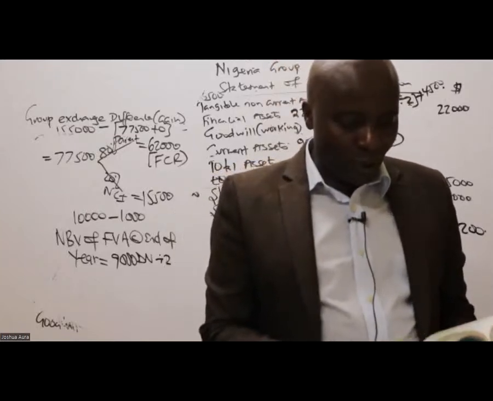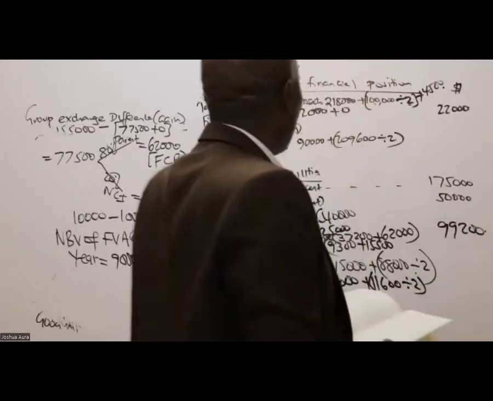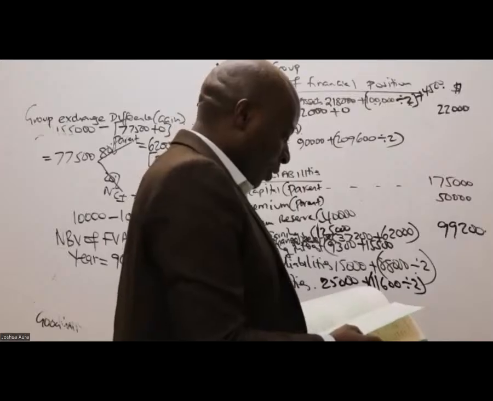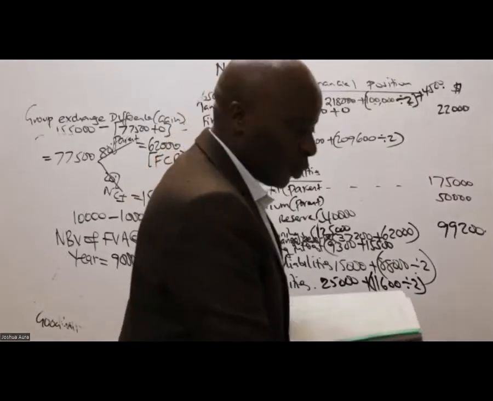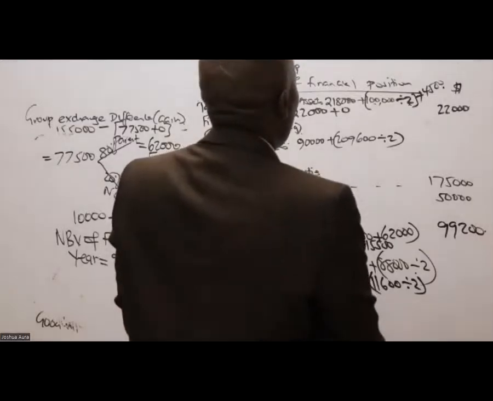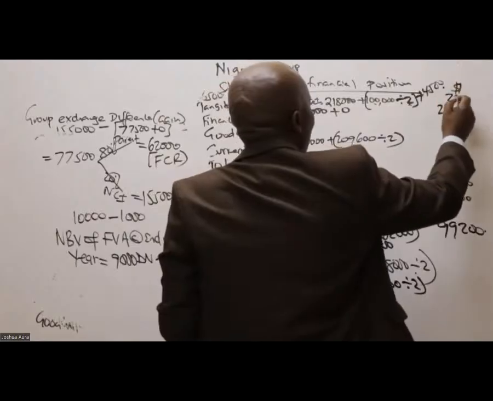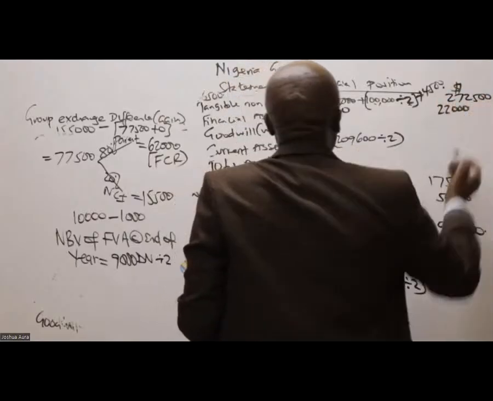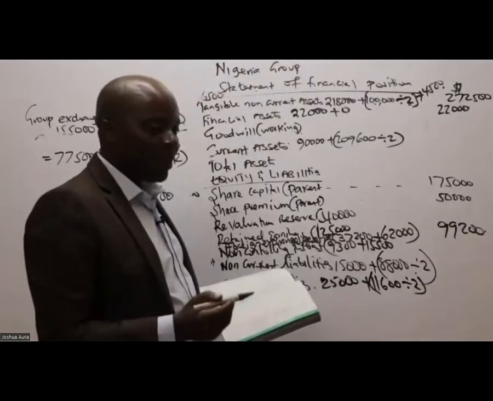272,500, they're giving me. 272,500, right? Hebu tuende pole pole hapa. Tuende pole pole hapo kwanza.